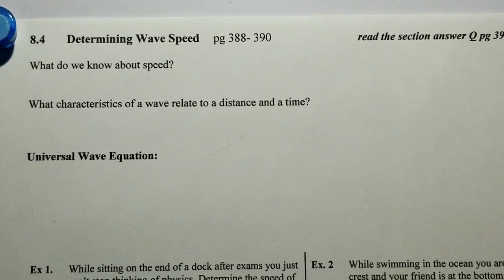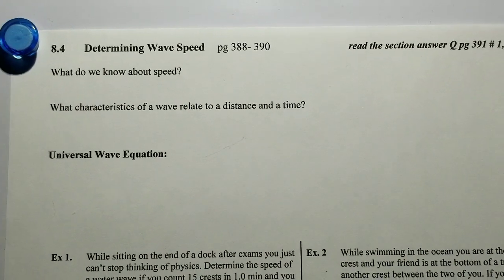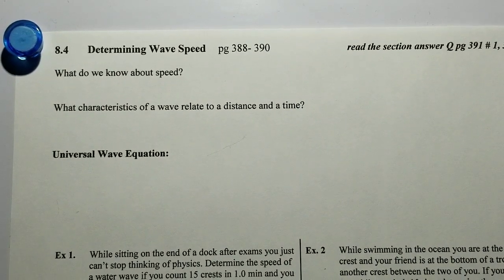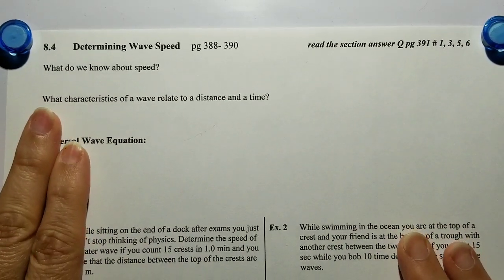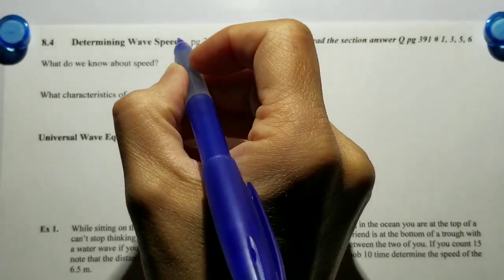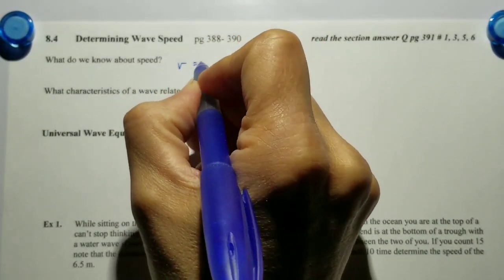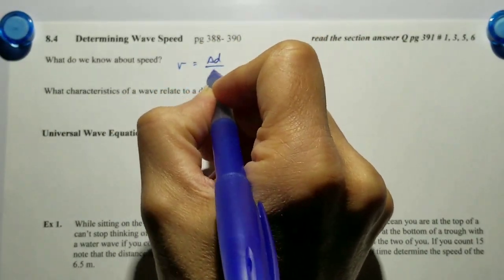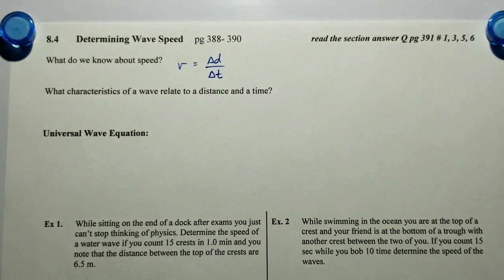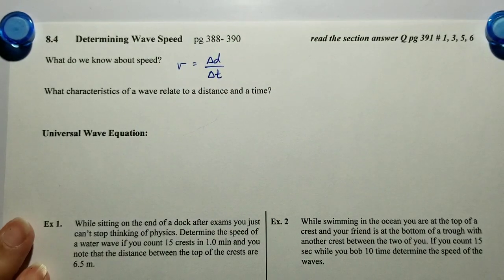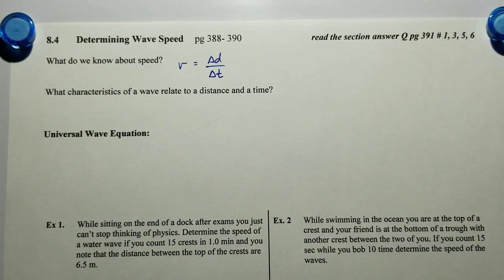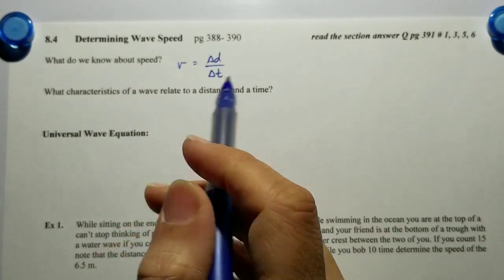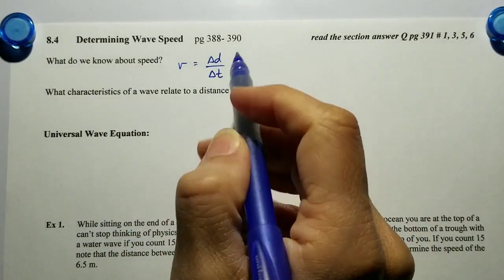All right, so today's lesson is going to be on determining the wave speed. So what do we already know about speed? Well, we know the equation. We know that speed requires a distance and a time measurement. So how does this relate to distance and a time for a wave? Well, we spoke about a specific distance or length.